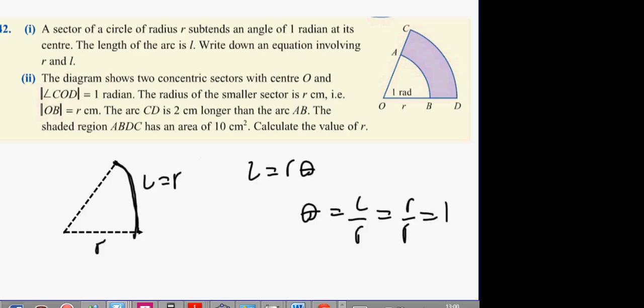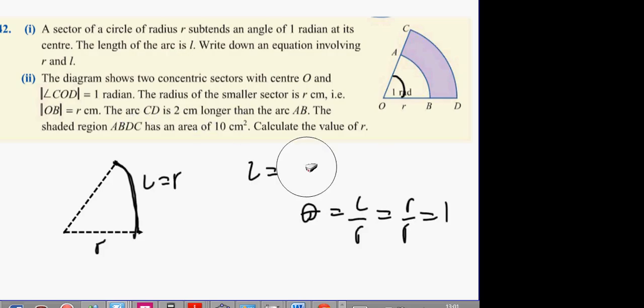Read the second question really closely. The diagram shows 2 concentric sectors. I think that basically means there are 2 sectors in the same sector. COD is 1 radian. The radius of the smaller sector is r, and the arc CD is 2 centimetres longer than the arc AB. The shaded region ABDC has an area of 10. Calculate the value of r.